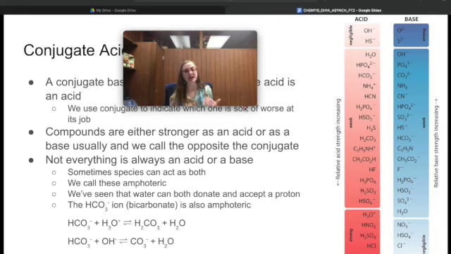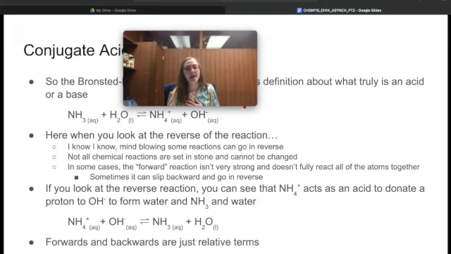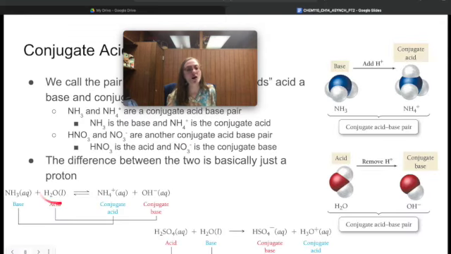Some species can act as both an acid and a base. We saw this with water before. We call these amphoteric compounds. So an amphoteric compound can both donate or accept a proton. So here we saw that water acts as an acid. It gives the proton, acids donate protons.